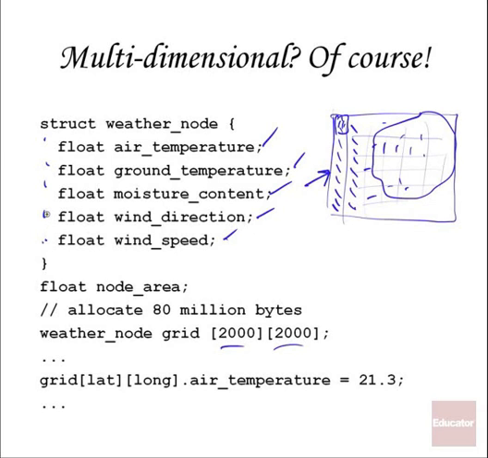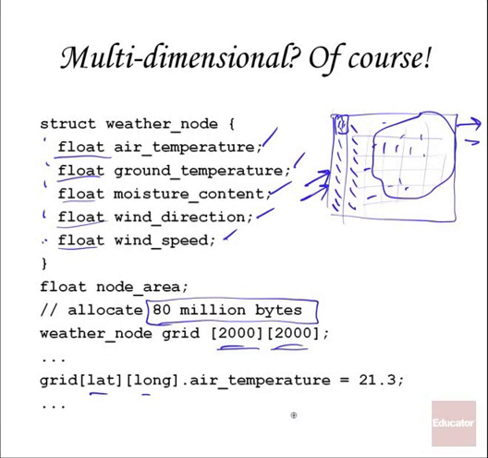We can make our calculations and maybe make some type of prediction to say if the wind comes in from this direction at this speed, it will come out this way at that speed, or it will get rain, or whatever else will happen. But like I said, notice this is 80 million bytes because we've got a float here. That's 4 bytes. Another 4, another 4, another 4, another 4, multiplied by 2,000, multiplied by 2,000. And at this particular latitude and longitude, we want to set the air temperature to 21.3 Celsius.